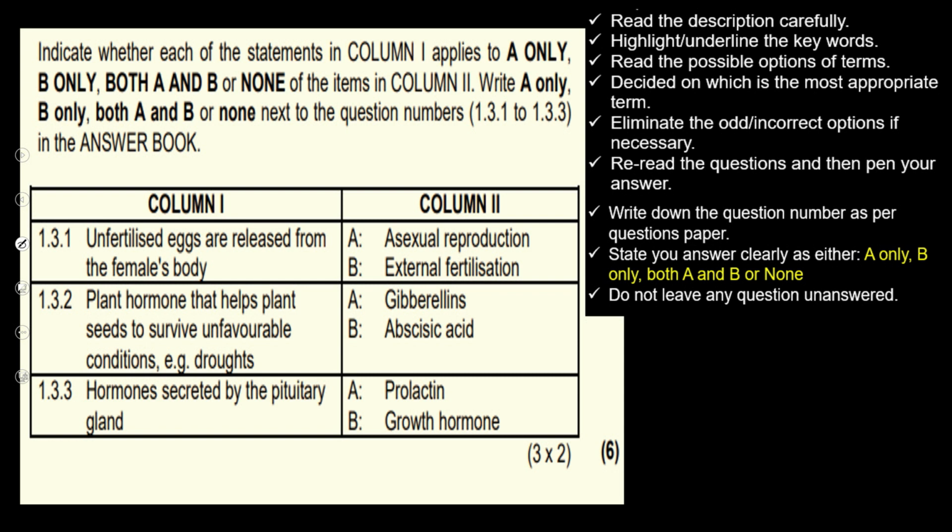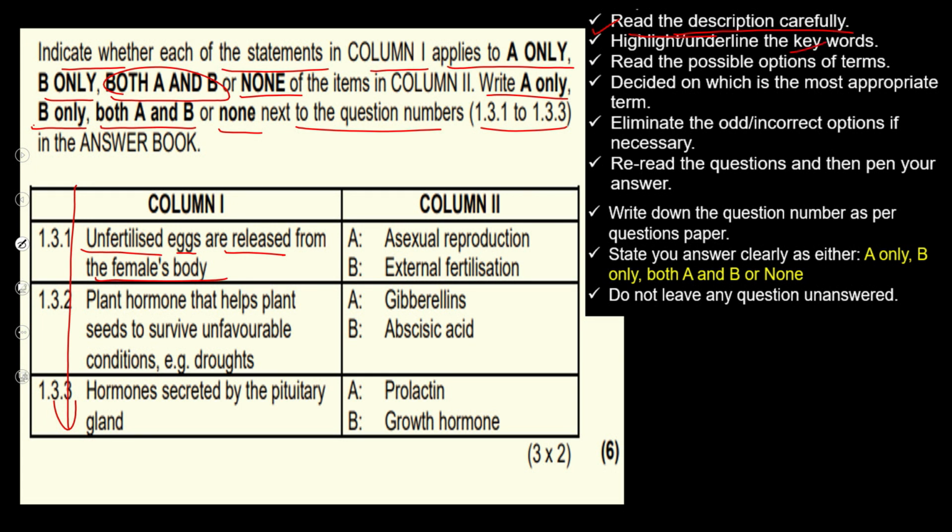The question again, the first is read the question and get a description of the question clearly. So here, indicate whether each of the statements in column 1 applies to A only, B only, both A and B, or none. And the items in column 2 are given. Write only, A only, B only, both A and B, or none, next to the question number as provided. So guys, again, read the descriptions carefully. Here we've got a series of descriptions that are given. Let's attempt 1.3.1. Unfertilized eggs are released from the female's body. Okay, so that's the description.